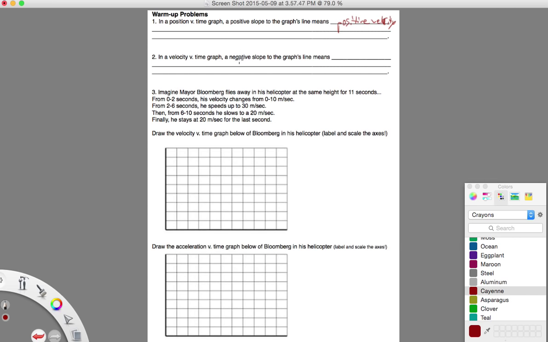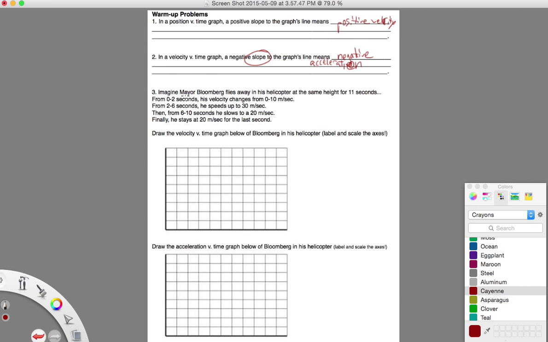In a velocity versus time graph, a negative slope to the graph's line means what? It means a negative acceleration. It's just asking you, well, a slope in a velocity versus time graph just is the acceleration, so it must mean it's a negative acceleration.